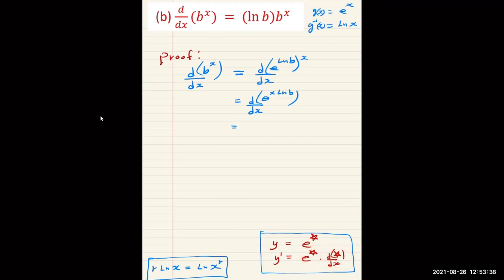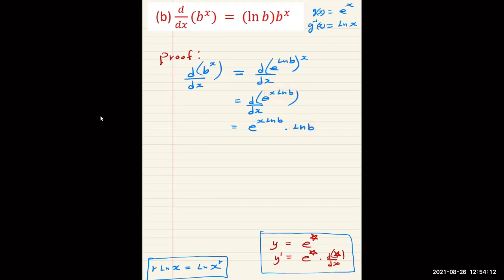This is going to be equal to e to the power x times ln b, times the derivative of the star. Your star is this expression. What is the derivative of this expression? Notice that ln b is a constant. So this is constant times x. So you leave this constant as it is and take the derivative of this piece. Derivative of x is 1. So that is just ln b. Or in other words, the derivative of x times ln b is just ln b.